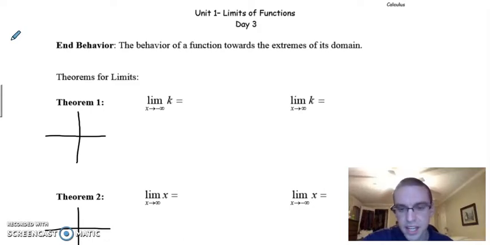Everyone, and this is day 3 of limits. We're going to look at end behavior here. The one thing that you're going to notice is the first two theorems are going to look very similar to the first two theorems of the previous day. We're just going to keep going with this idea of limits in these two theorems.